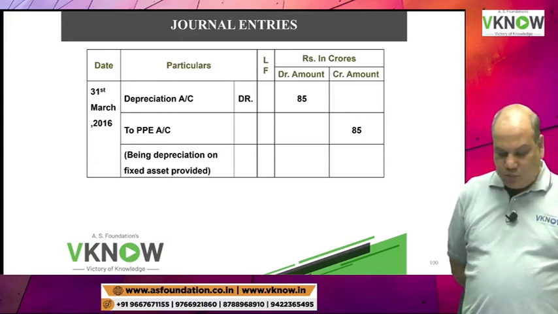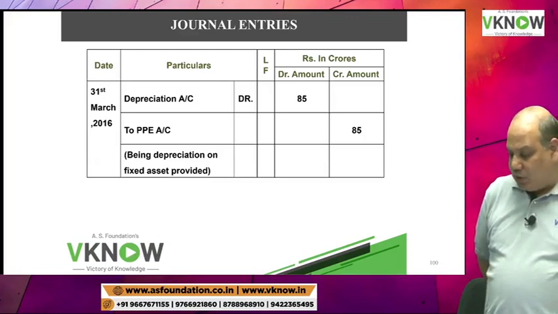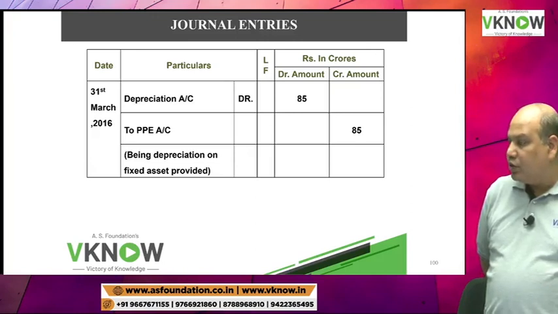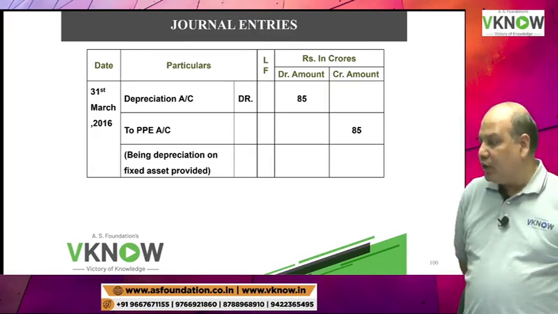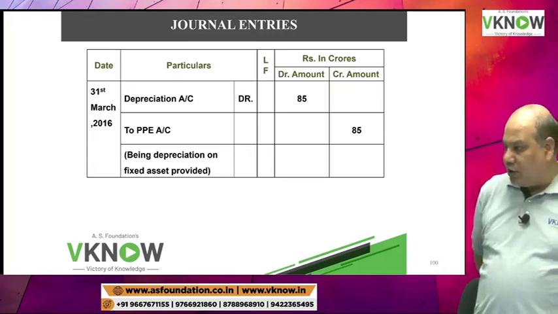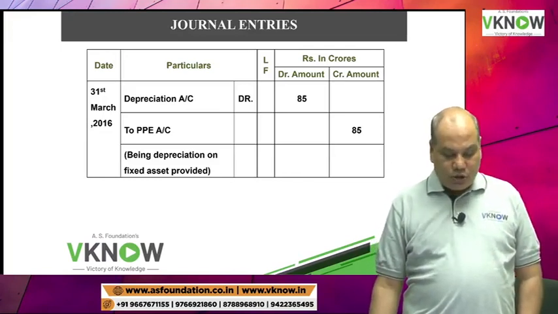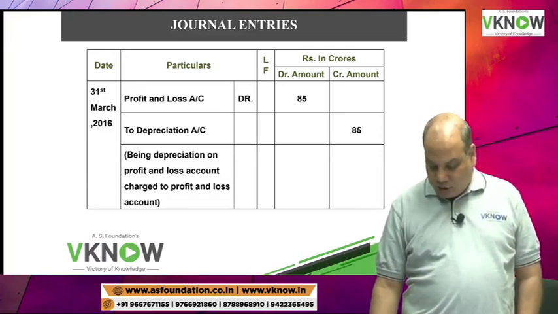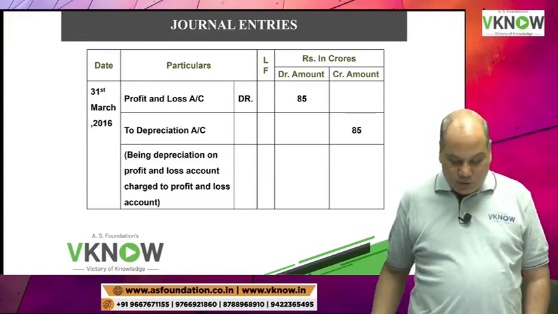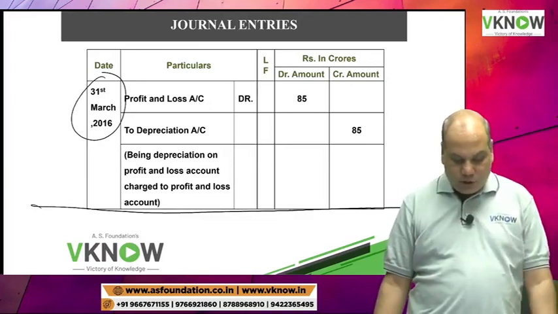Depreciation account debit to PPE account 85. Being depreciation provided. One last, second last write down. P&L account to depreciation 31st March 16. Draw one line. This year is also over.